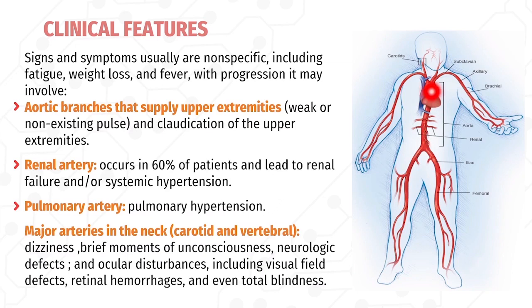Pulmonary artery involvement leads to pulmonary hypertension, and also the carotid and the vertebral arteries may be affected, and the symptoms are described as dizziness, brief moments of unconsciousness, neurological defects, and ocular disturbances, including visual field defects, retinal hemorrhage, and even total blindness.